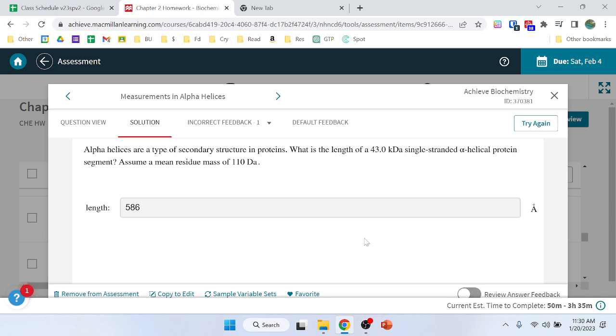Okay, so alpha helices are a type of secondary structure in protein. What is the length of a 43 kilodalton single-stranded alpha helix protein segment? This is important because the single-stranded alpha helix protein means that it's not wrapping in on itself, right? We just have the alpha helix to think about. So assume a mean residue mass of 110 Da, which is Dalton.